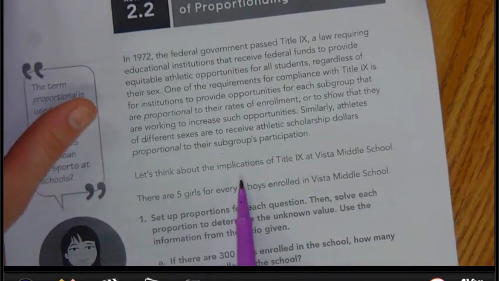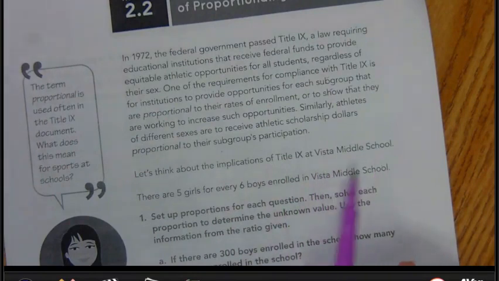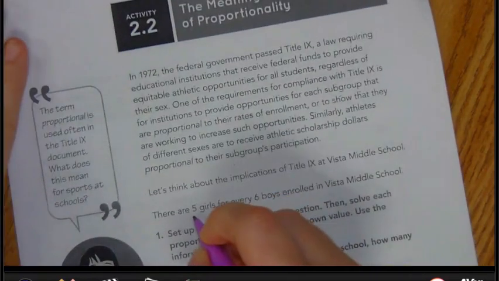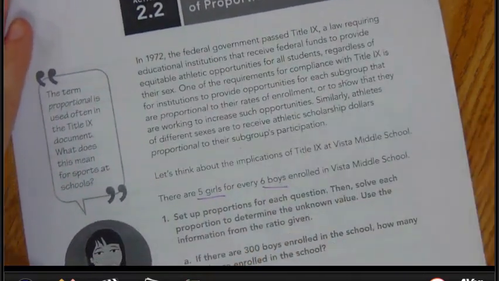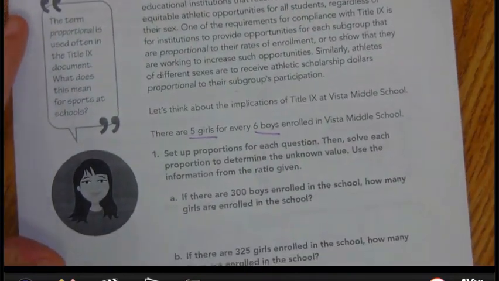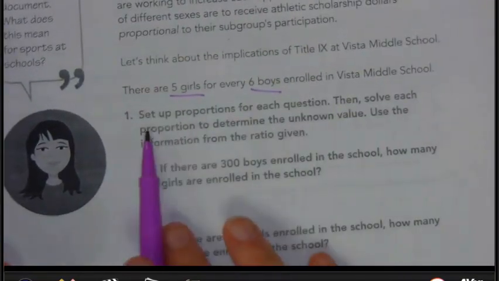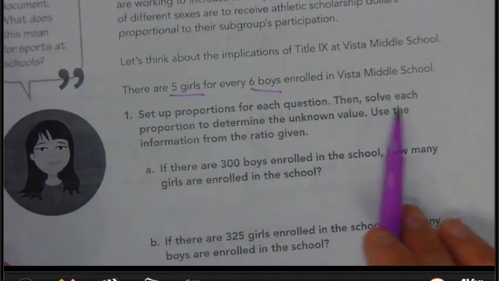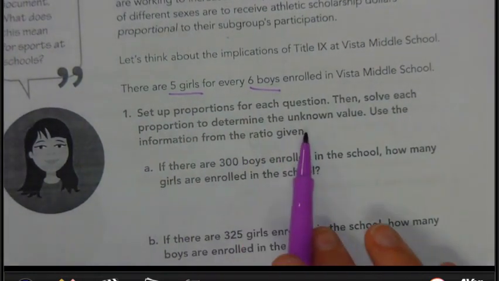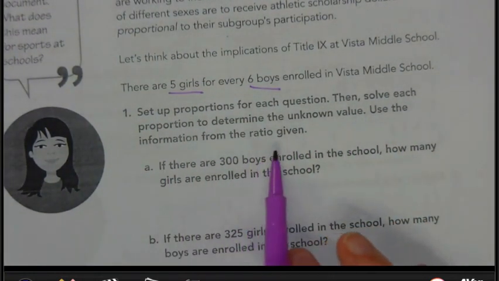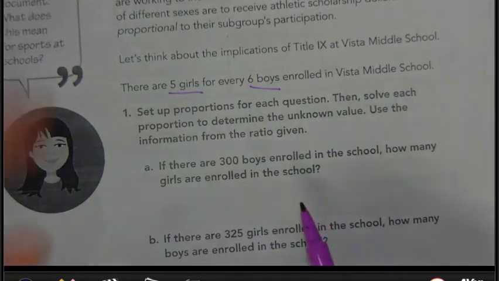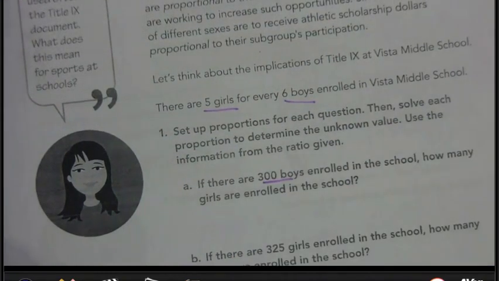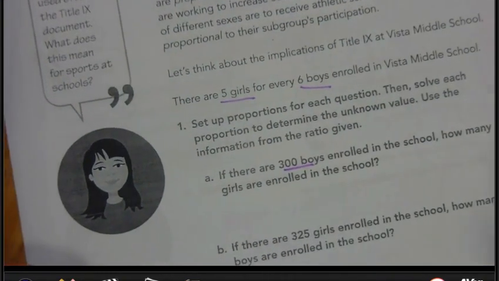So let's think about the implications of Title IX at Vista Middle School. There are 5 girls for every 6 boys enrolled in Vista Middle School. Okay, so set up a proportion for each question, then solve each proportion to determine the unknown value. Use the information from the given ratio. All right, if there are 300 boys enrolled in the school, how many girls are enrolled?